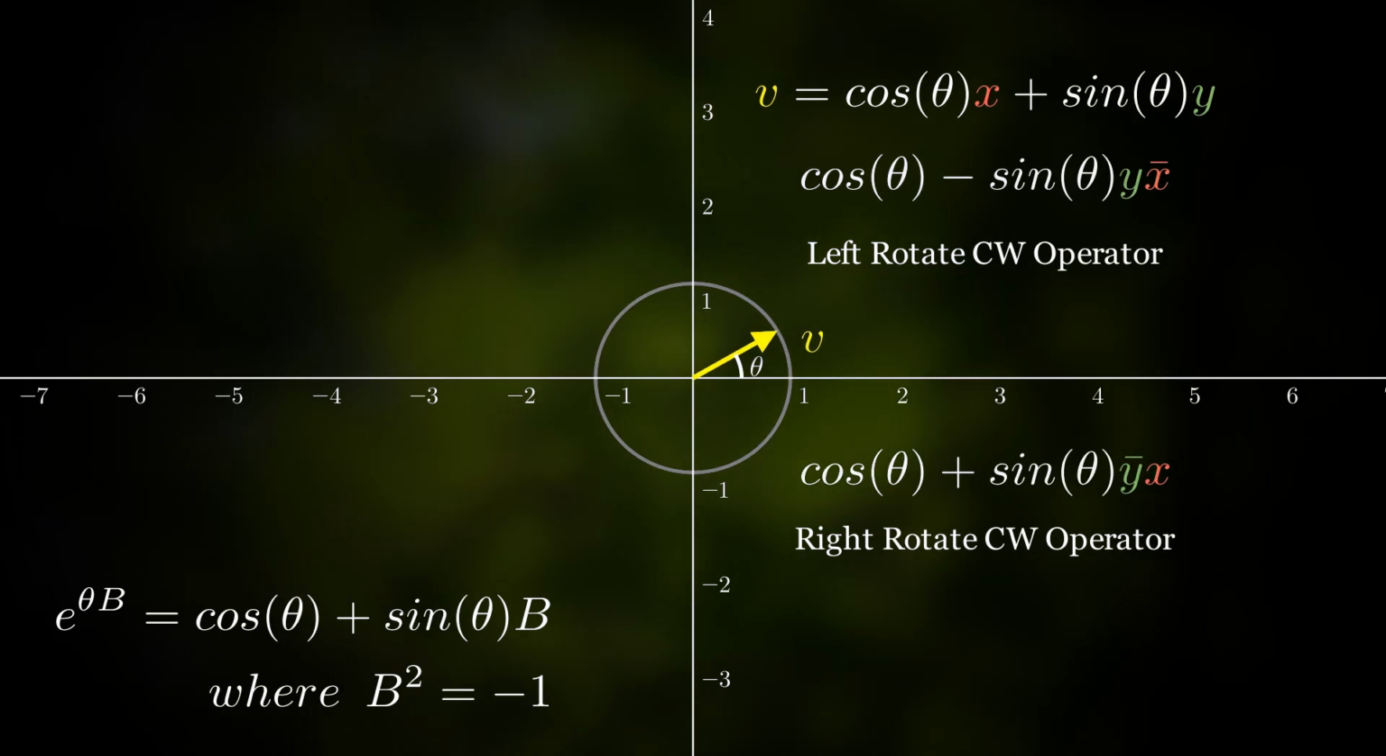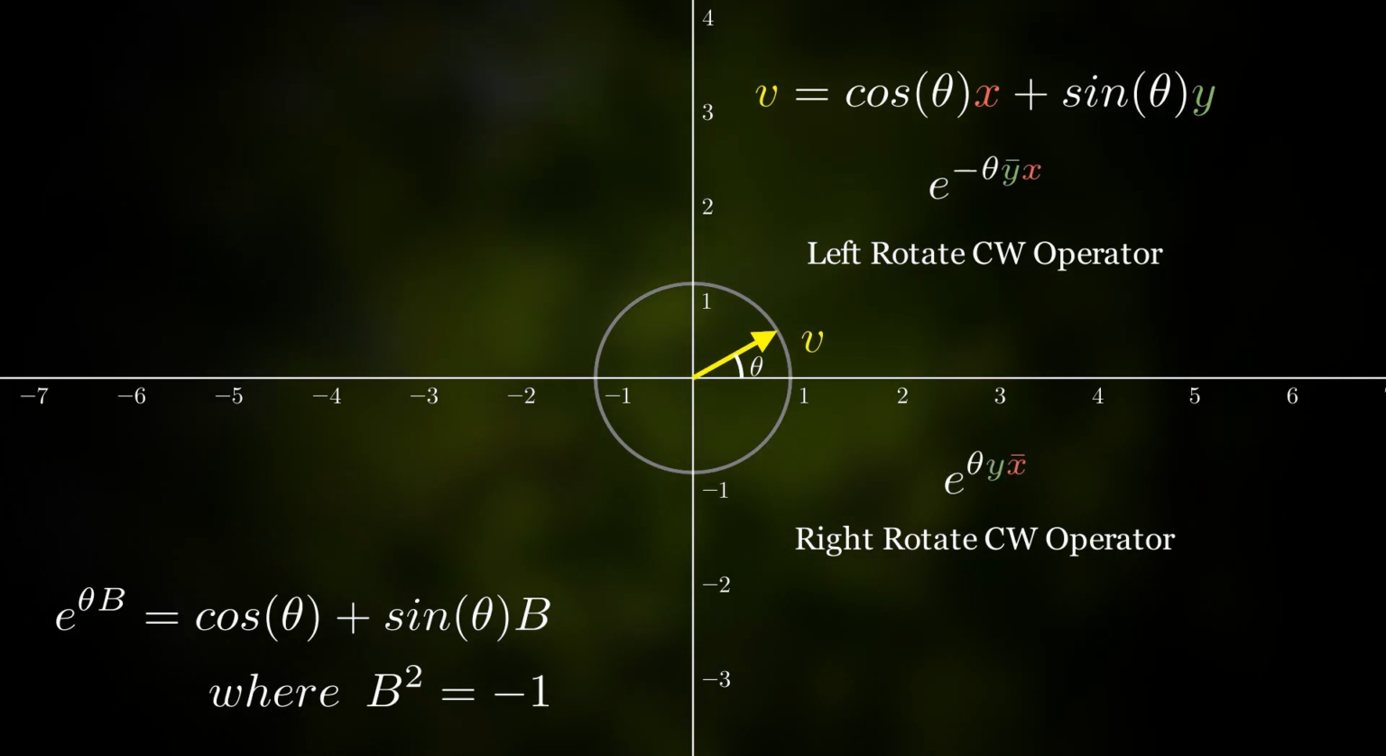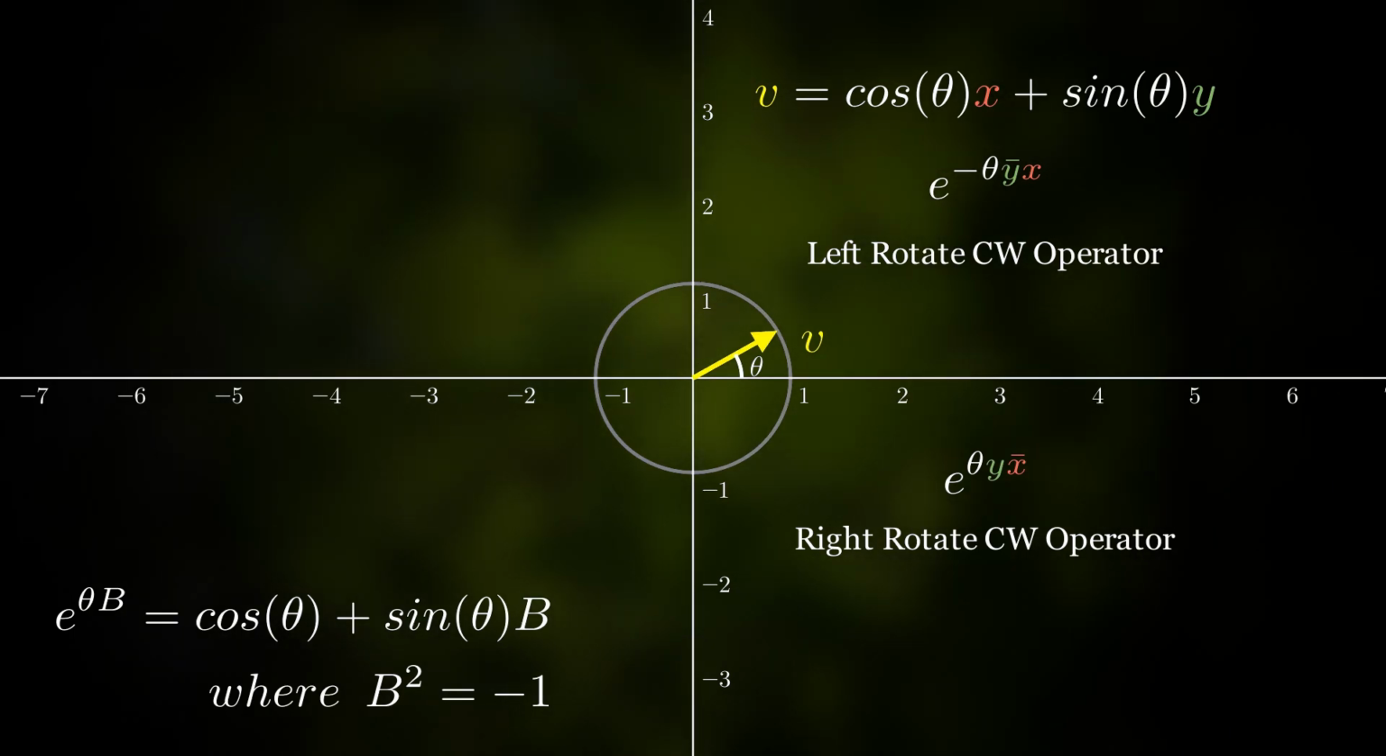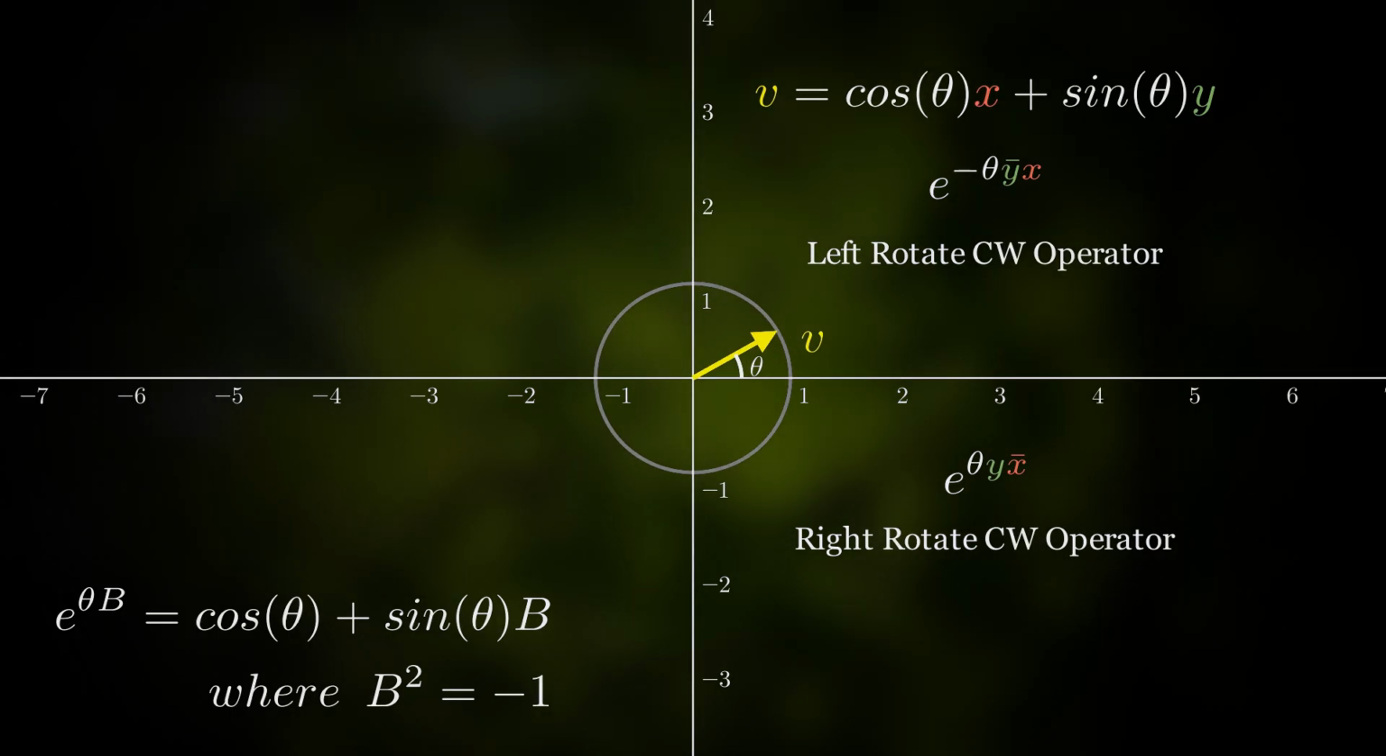Now we can write our operators as e to the minus theta y bar x and e to the theta y x bar. And to get the counterclockwise versions, you can simply negate the exponents. Okay, I think we are truly done with 2D rotations now. There's just one more thing we should address before we go into 3D rotations though.